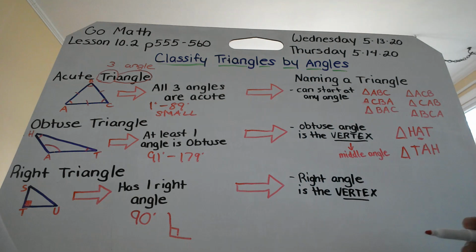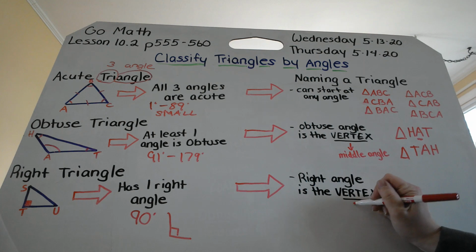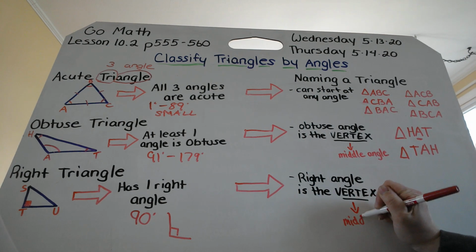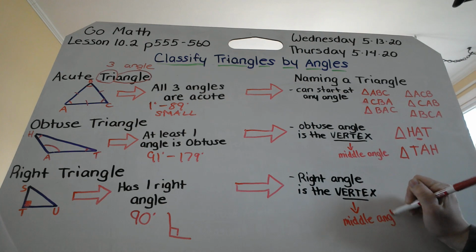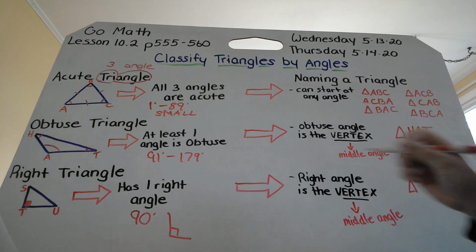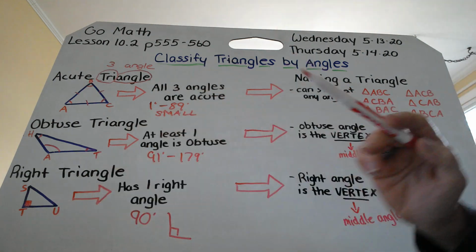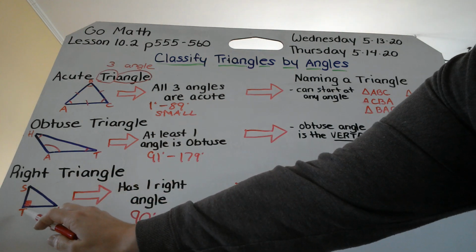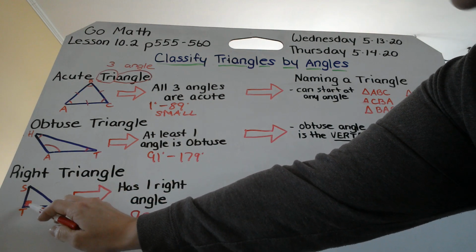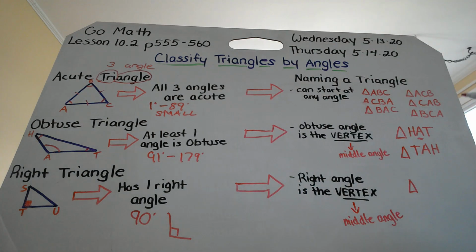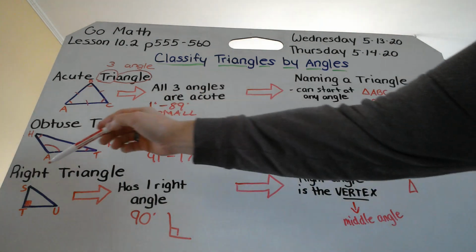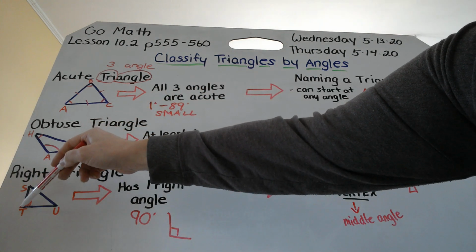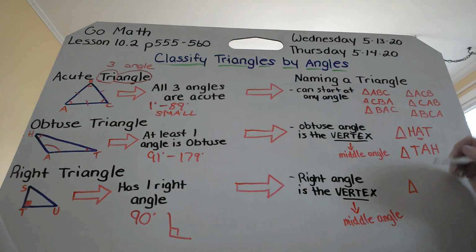All right, for our right triangle, very similar to our obtuse triangle, our right angle has to be the vertex, or it has to be the middle angle. So here, this right triangle, I have STU. What could the name of my triangle be? If my angle T is my right angle, because the letter's right here by the right angle, and that has to be in the middle, what could this triangle's name be? Yep, we can go triangle STU. There's my triangle symbol.